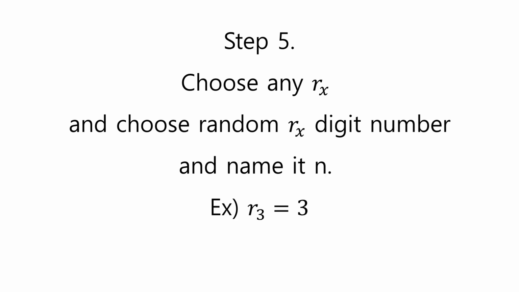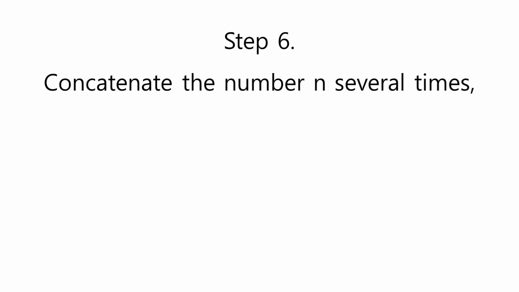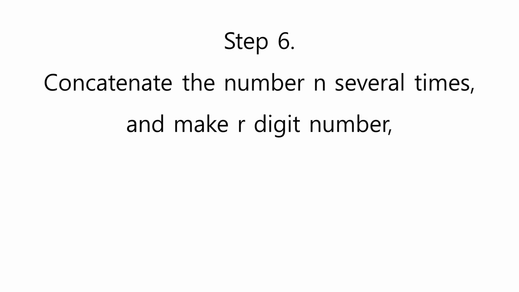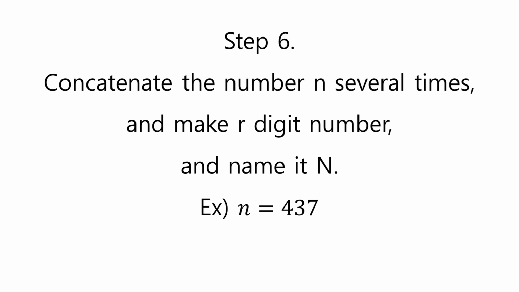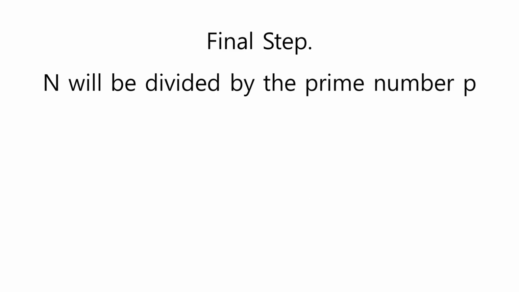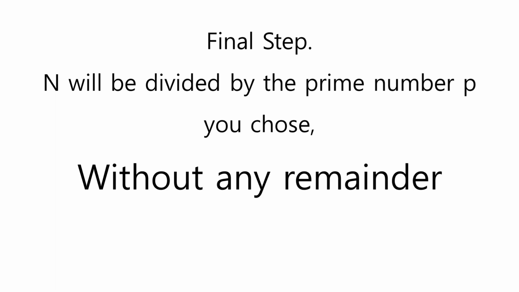Step 5. Choose any r-x and choose a random r-x digit number and name it small n. So for example, r3 is 3, and I'll choose the random number 437 and name it small n. Step 6. Concatenate the number n several times to make an r-digit number and name it large n. So small n was 437, so large n will be 437,437. Final step, large n will be divided by the prime number p you chose, without any remainder.